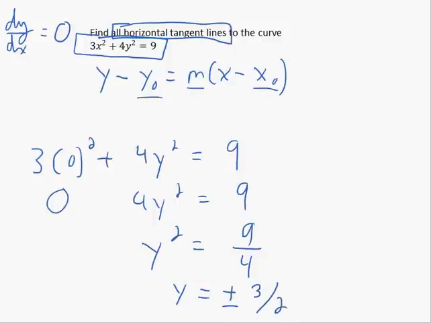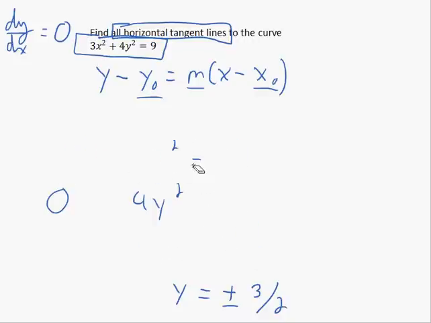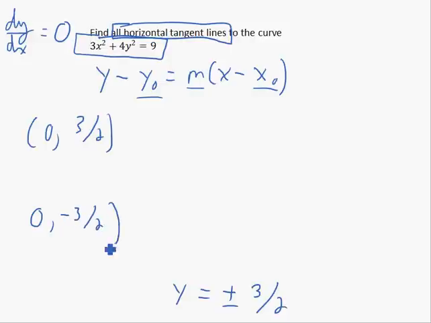So x is 0 twice on this curve. x is 0 when y is 3/2 and when y is negative 3/2. So there's 2 points on this curve that have horizontal tangents, and they are (0, 3/2) and (0, negative 3/2). So I'm going to find the tangent line at both of these points.